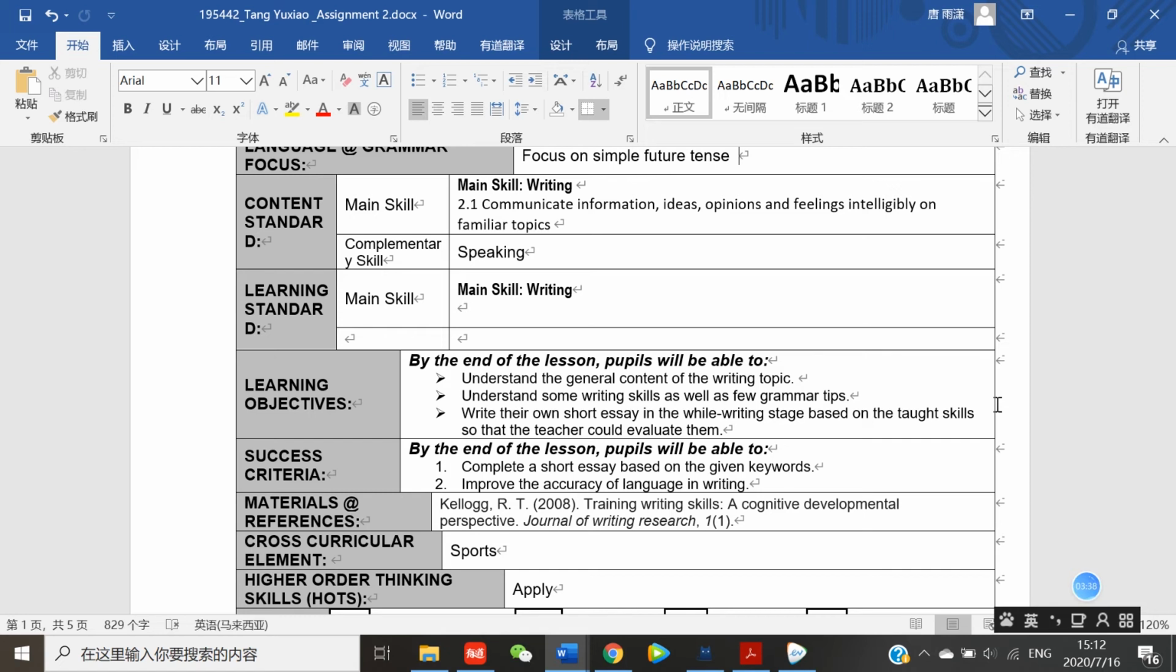So there will be two short essays. One is the draft, one is the complete one, so that students could compare the differences between them.